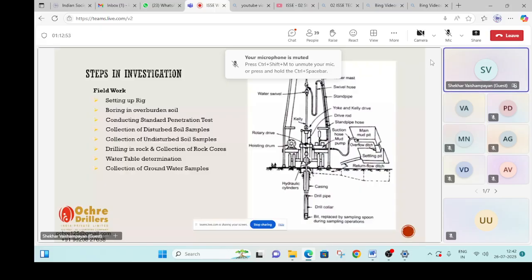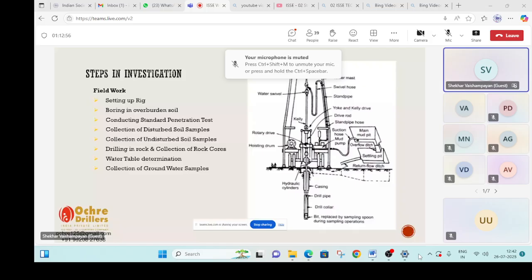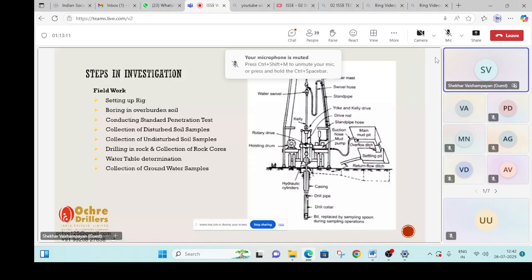So the SOP, or standard operating procedure, would be: you set up a drilling rig by making the ground level. You start boring into the overburden soil using the calyx bit. When you reach required depth, let's say 1 meter or 1.5 meter, you can conduct your first standard penetration test. You collect undisturbed soil sample. You can also collect undisturbed soil samples after that, particularly in cohesive soils. Undisturbed soil samples are not possible in sandy soils, mind you. Remember this. At least that technology has not come to India even now.